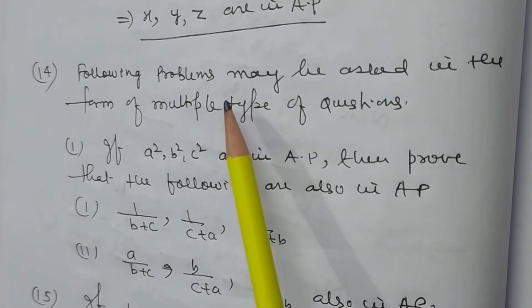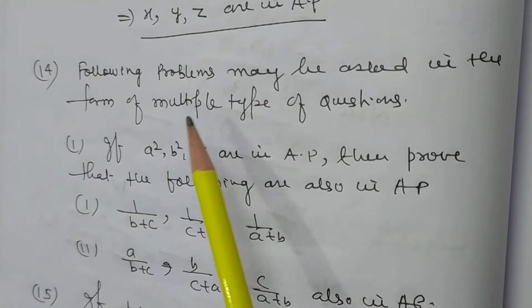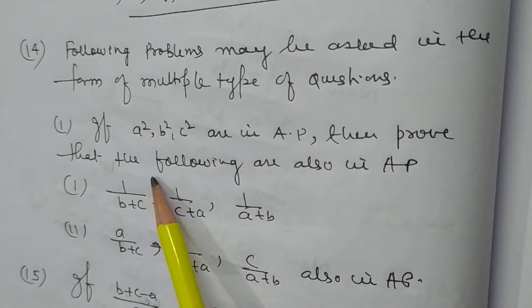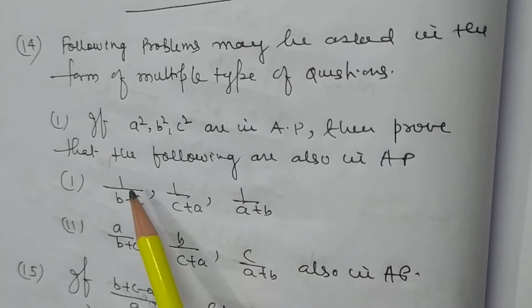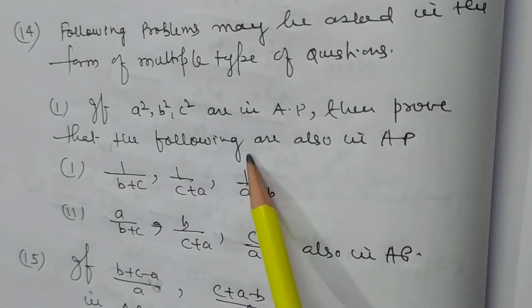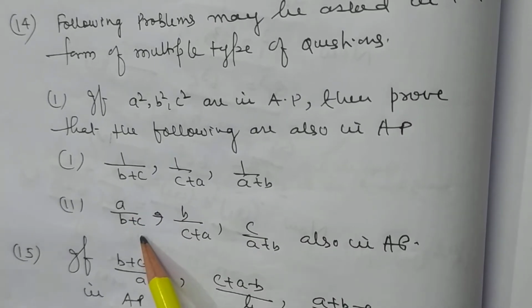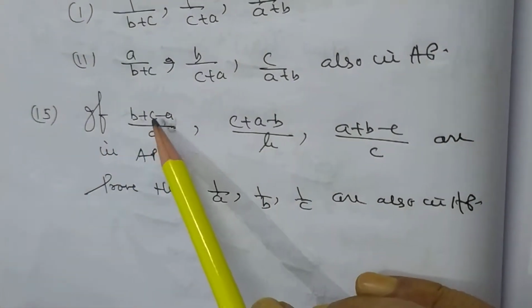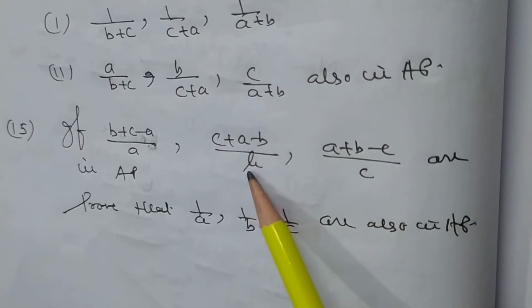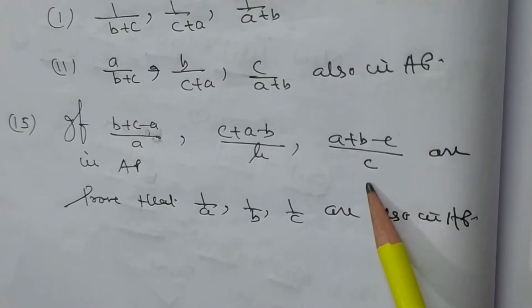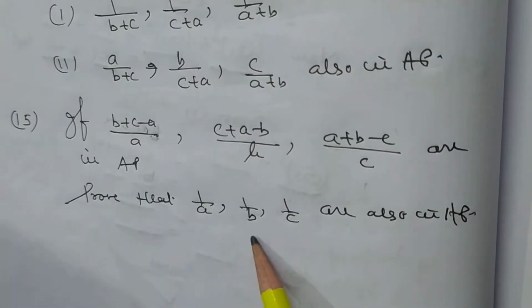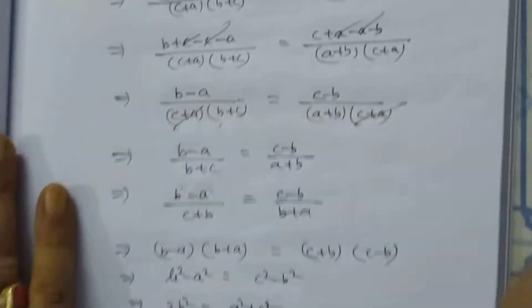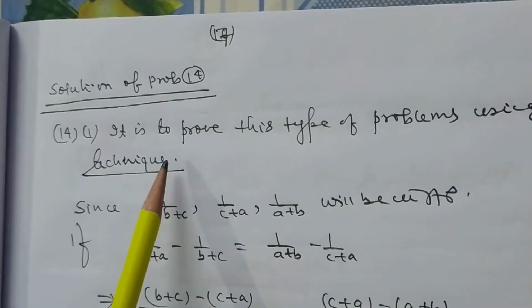My dear student, the following problems may be asked in the form of multiple choice questions. If A square, B square, C square are in AP, then prove that the following are also in AP: 1 by B plus C, 1 by C plus A, 1 by A plus B; and A by B plus C, B by C plus A, C by A plus B. If (B plus C minus A) by A, (C plus A minus B) by B, (B plus A minus C) by C are in AP, then prove that 1 by A, 1 by B, 1 by C are in AP.